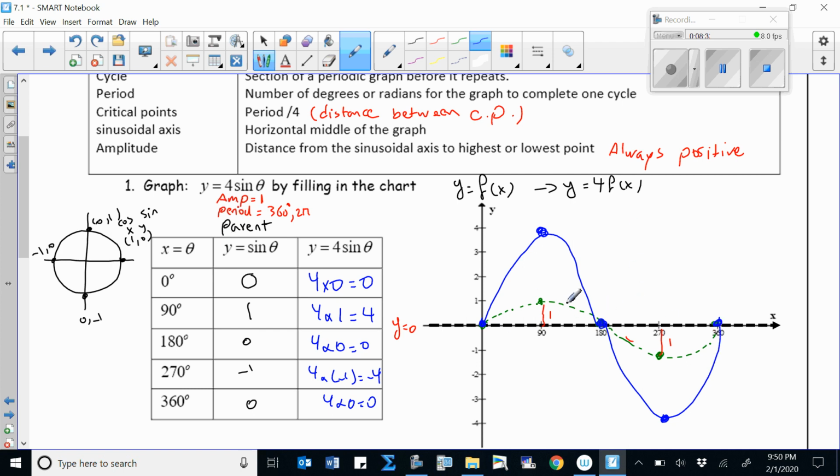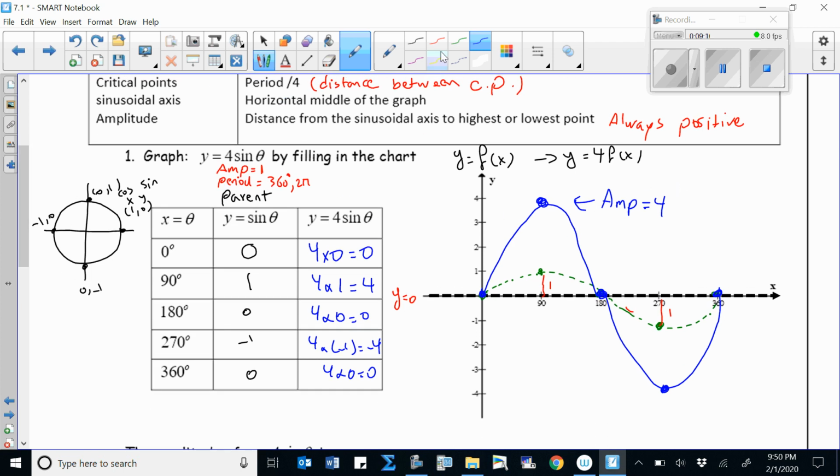As you see, the parent function is just vertically stretched by a factor of 4. So the only thing that changed is the amplitude of the function. The new amplitude for this function is equal to 4, because the distance between the sinusoidal axis and the highest or the lowest point now is 4. So amplitude is 4, but the period is the same. Period has not been changed at all because we're just vertically stretching this function.